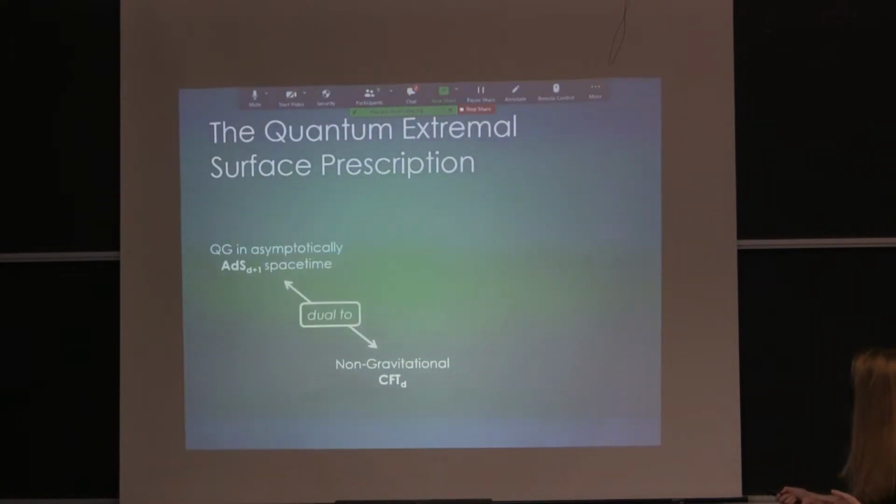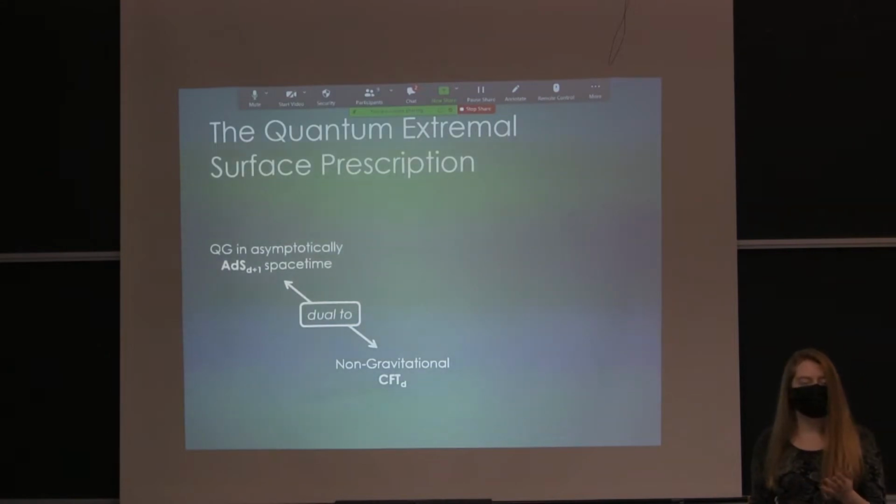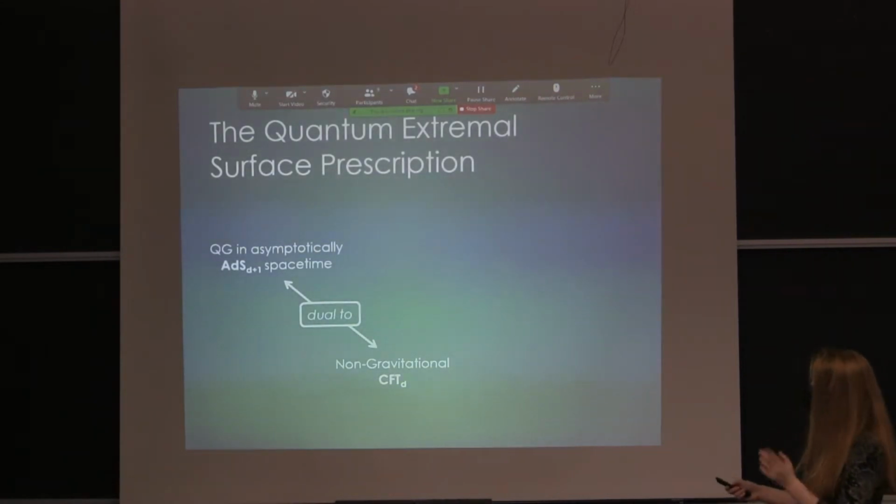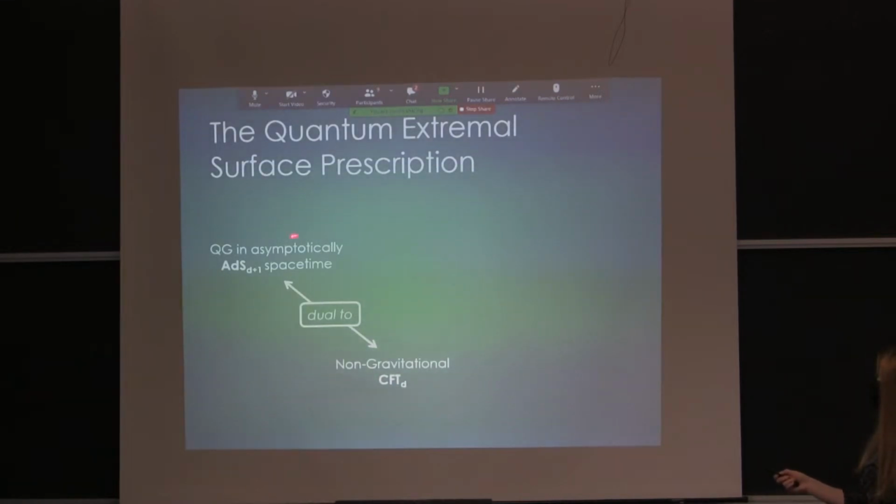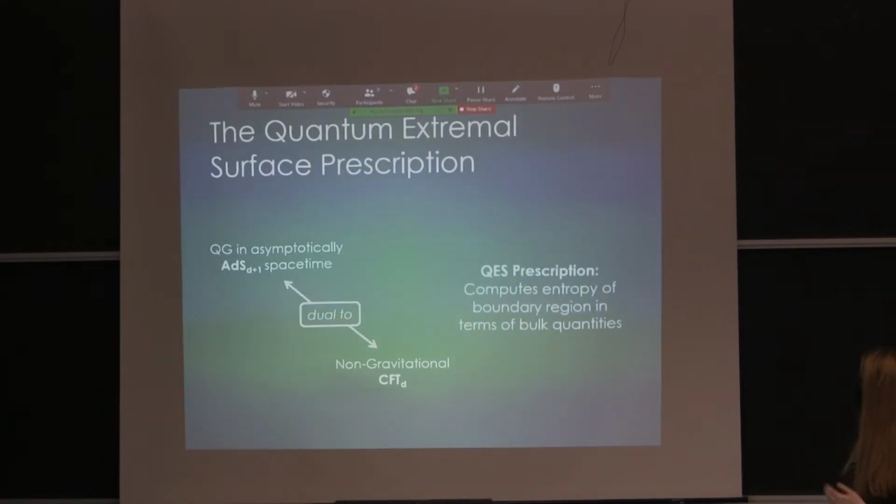So the quantum extremal surface prescription, as I mentioned at the beginning, can be viewed as an AdS/CFT relationship. I'll remind you that AdS/CFT is this mathematical duality between quantum gravity in an AdS spacetime and a non-gravitational theory, a CFT, where the AdS spacetime is in one higher dimension than the CFT. And the quantum extremal surface prescription is a method for computing entropies in boundary regions, so this is the boundary theory, in terms of quantities in the bulk theory, which is this one here. So it can compute entropies of the boundary region in terms of quantities in the bulk.